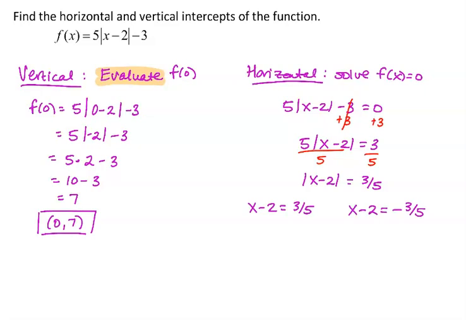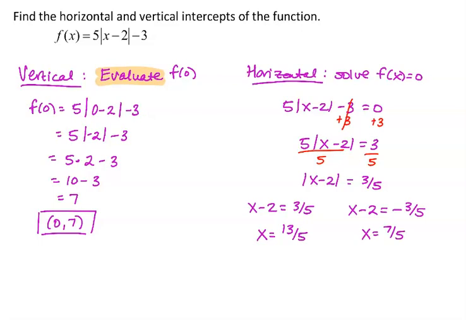Each of these equations will now be solved for x by adding 2 on both sides. It's fine to let your calculator help you with the fractions. So 3/5 plus 2, it's like 3/5 plus 10/5. So we get x equals 13/5. Negative 3/5 plus 2, so negative 3/5 plus 10/5, we get x equals 7/5.